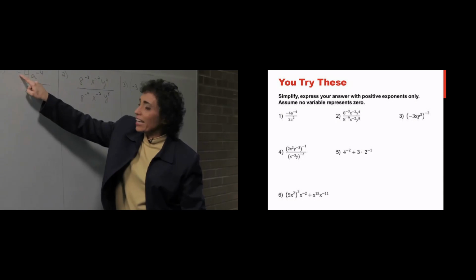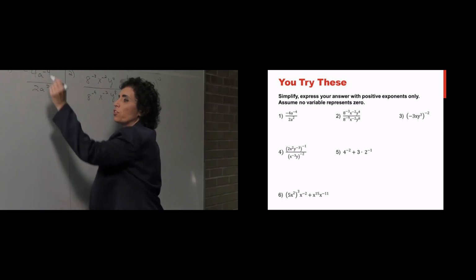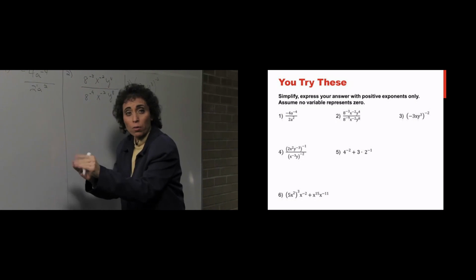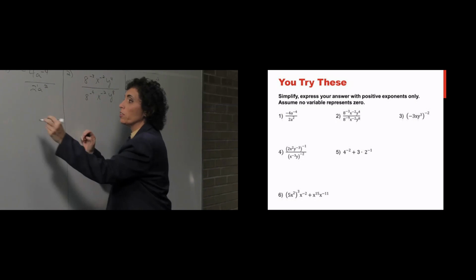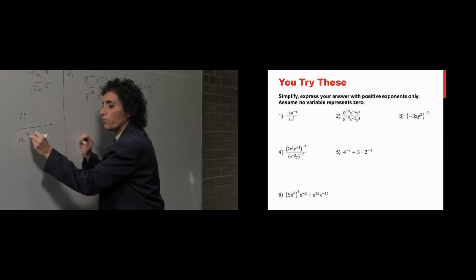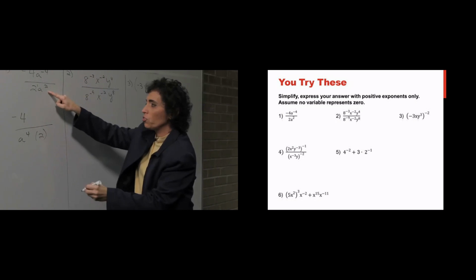Don't confuse negative coefficients with negative exponents, okay? This negative 4 has a coefficient of 1. This 2 has a coefficient of 1. So here we go. There's no power to power, so I'm going to make my negative exponents positive. So this is negative 4. A goes down and becomes a to the 4th. 2 is to the first power. It stays down.